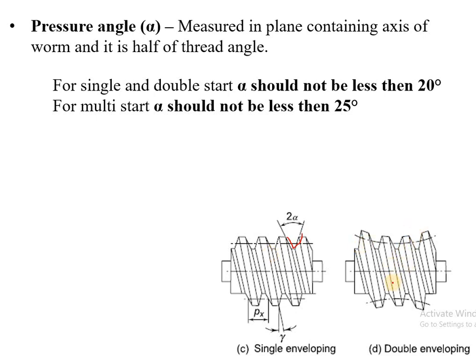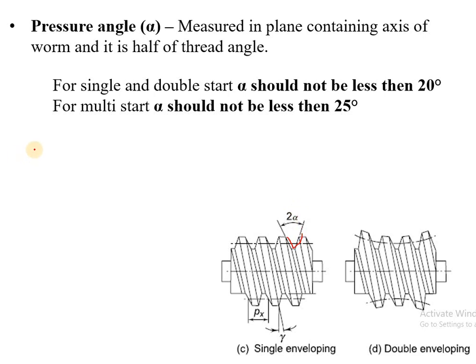Then double enveloping worm. Here you can see that there is a curved portion on the worm. So worm envelopes on worm wheel and worm wheel also envelopes on worm. Both are curved, so both envelope over each other or both try to mesh with each other. So you can say area of contact will increase. Instead of line contact, here there is an area contact. So more surface is in contact. This is also called hourglass and the drive is called cone gearing.